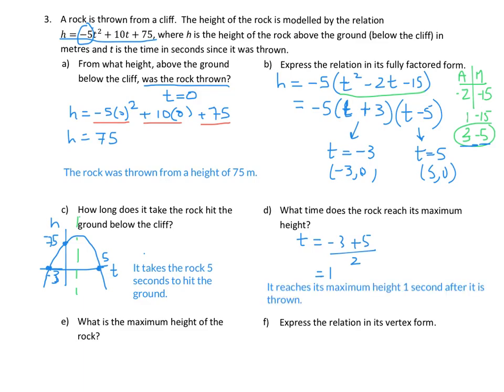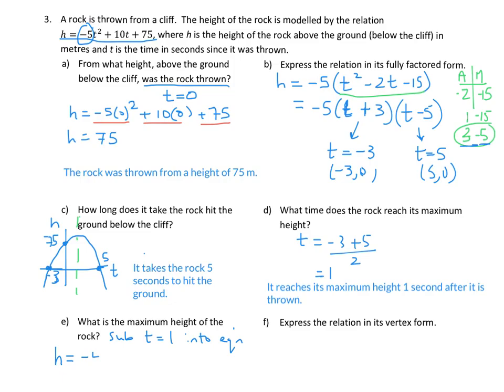All right, and at this point we want to find the actual maximum height. We know it reaches the maximum height at 1 second, so we're going to sub t equals 1 into the equation. We're going to go back to the equation because it tells us the height is really just going to be whatever you get when you take negative 5.